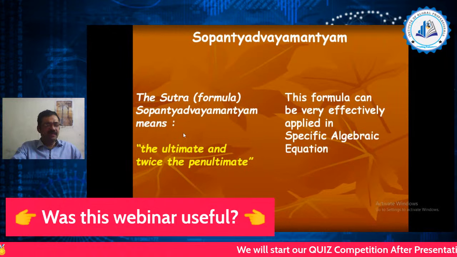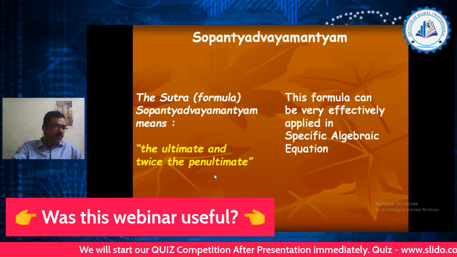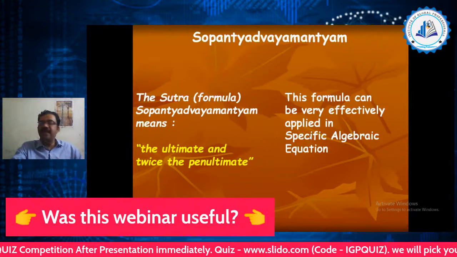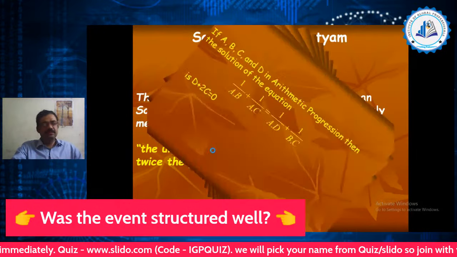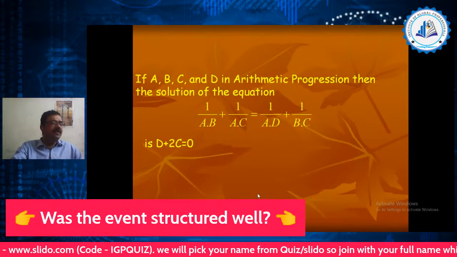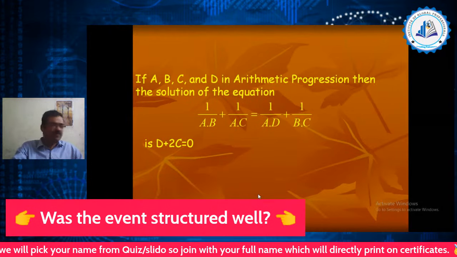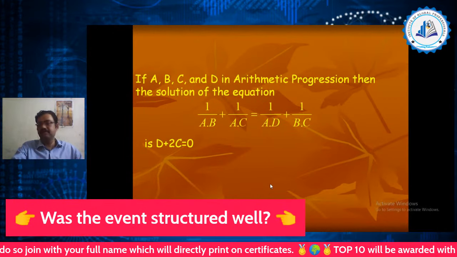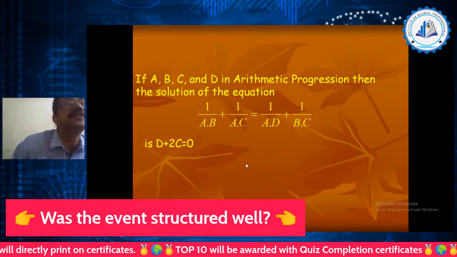Now let us start another formula: Antyayor Dashake Api, the ultimate and twice the penultimate. This formula can be very effectively applied in a specific algebraic equation. If A, B, C and D are in arithmetic progression, that is, the differences AB, BC and CD are the same, then this series is called arithmetic progression.